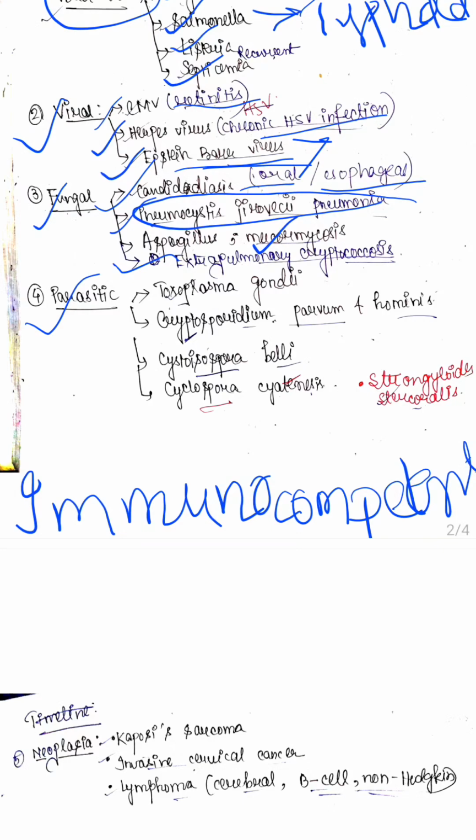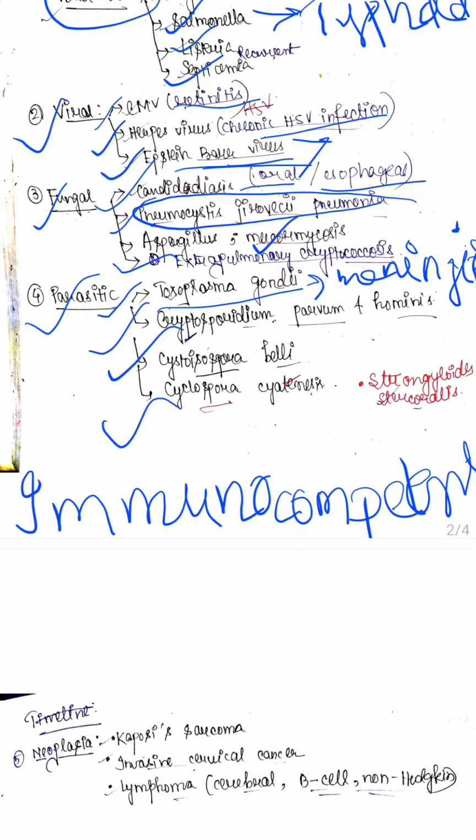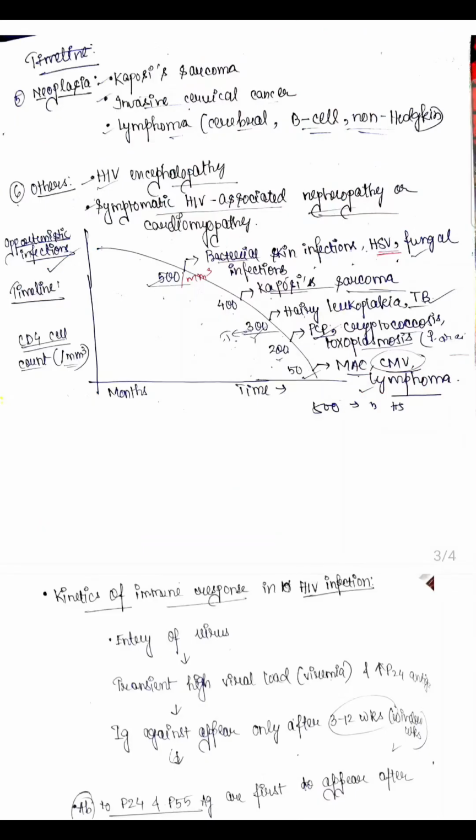Next we come to parasitic infections. In the parasitic infections we have infections caused by Toxoplasma gondii, that is causing meningitis. We all know what meningitis is, and this is caused by Toxoplasma gondii. Next we have Cryptosporidium parvum hominis causing GIT infections, Cystoisospora belli, Cyclospora cayetanensis. If you can't remember anything, at least remember Toxoplasma gondii.